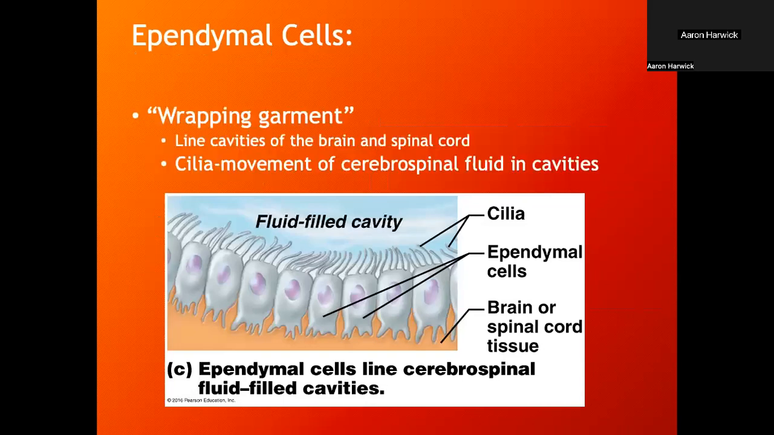We have ependymal cells, which are basically a wrapping or garment. This helps line the cavities of the brain and spinal cord. A lot of these are facilitated through cilia-based movement. And what they do is they help move the cerebrospinal fluid within the cavities of the central nervous system. So that's the function of ependymal cells.